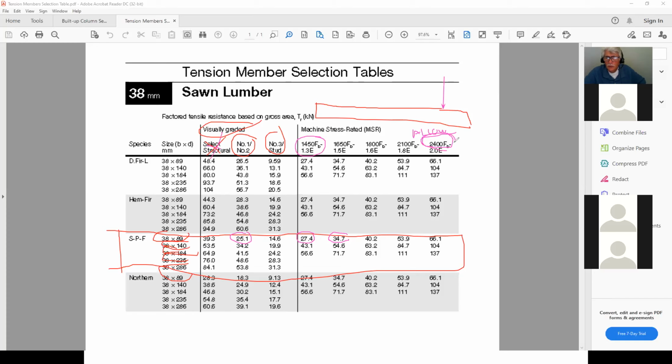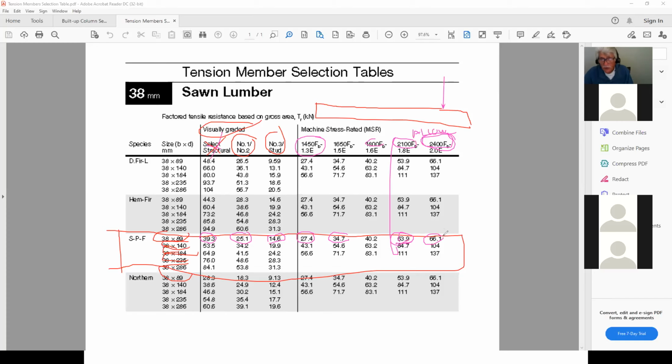So this is 2,400 PSI allowable stress. This is 1,200 PSI allowable stress, and so on, okay? So you can see that the reason why it's very nice is because, for example, if it's a number 3, you're down to 14. I've seen trusses where they might use 2x4s with this machine stress rating. So you can appreciate that even for structural select, 39, well, now you're up to 53. If you go up to 2,400, you're up to 66, the TR value, okay?